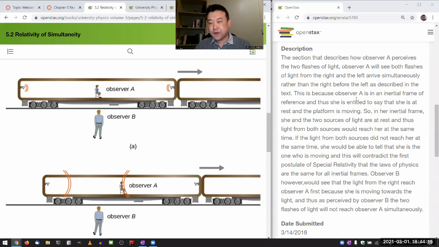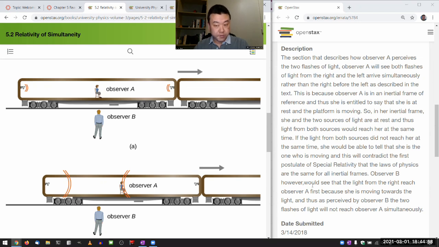This is because observer A is in an inertial frame of reference, and thus she is entitled to say that she is at rest and the platform is moving. So in her inertial frame, she and the two sources of light are at rest, and thus light from both sources would reach her at the same time. If the light from both sources did not reach her at the same time, she would be able to tell that she is the one who is moving, and this will contradict the first postulate of special relativity that the laws of physics are the same for all inertial frames.